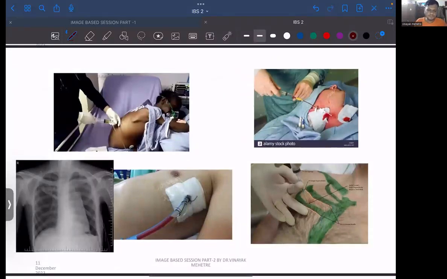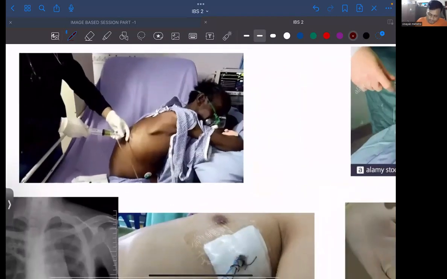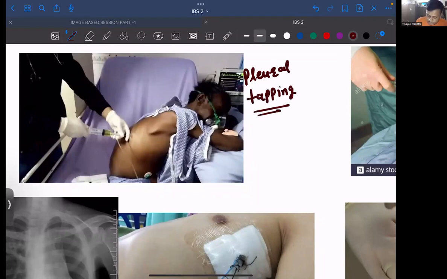Images do come. What is this? A big syringe with a needle going inside the thorax is called pleural tapping. Pleural tapping: a general knowledge question, or PSM question, or general medicine question.